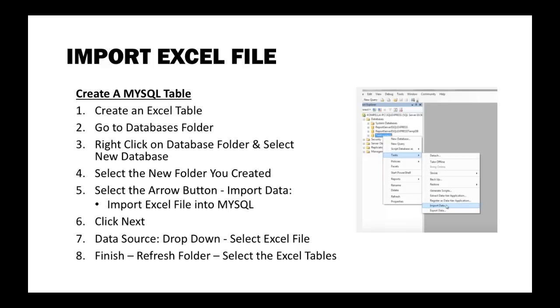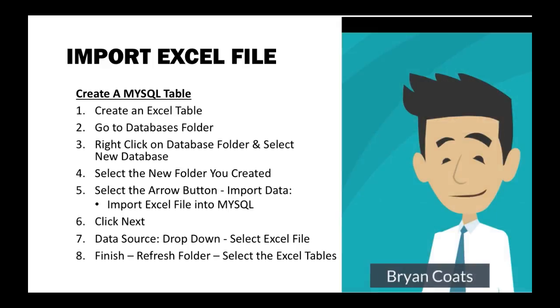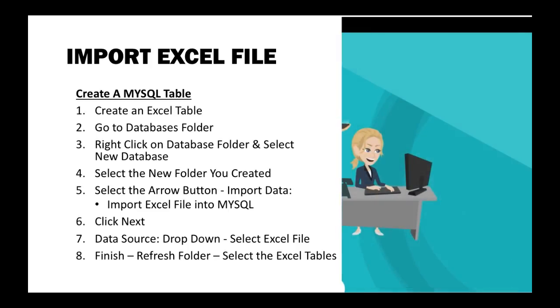It's going to prompt and bring up a pop-up screen, and you're going to follow the prompts to click next, next, next, until it brings you to a screen that says data source. Next to the data source button is a drop-down button. From there, you're going to want to scroll through until you can actually find the Excel file that you want, choose it, and then hit next, next, next, finish, and then you'll be done importing.